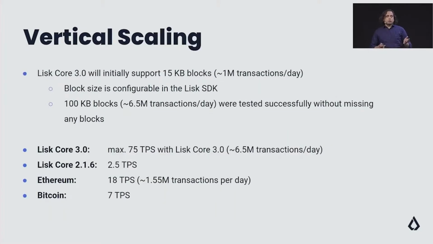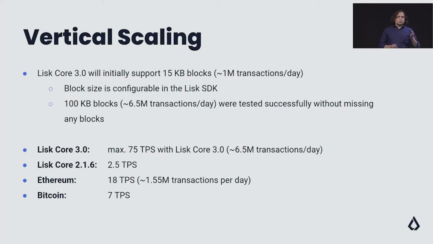With this, I would like to show how Lisk Core now scales vertically. Initially, Lisk Core 3.0 will support 15 kilobyte blocks. That's almost 1 million transactions per day. But as you know, with the upcoming Lisk SDK, the latest version, the block size is now configurable. That means we can have up to 100 kilobyte blocks, which we have tested during our benchmarks, and that supports 6.5 million transactions per day. That's a very big improvement, in my opinion.